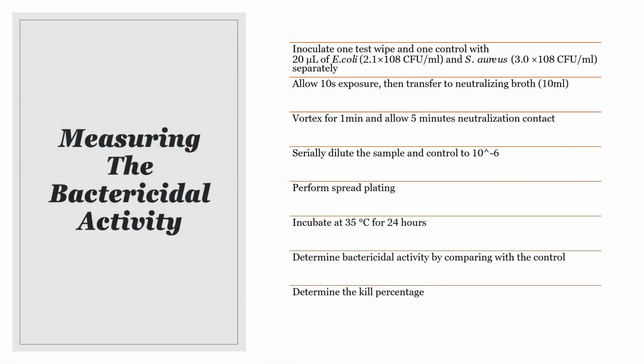To determine the bactericidal activity, one test and one control wipe is inoculated with 20 microliters of the bacterial sample. They are allowed a 10-second exposure, followed by transferring to neutralizing broth. After 5 minutes of neutralization, serial dilution is performed and the spread plating is done. The plates are incubated at 35 degrees centigrade for 24 hours, and the bactericidal activity is determined by comparing with the control and determining the kill percentage.